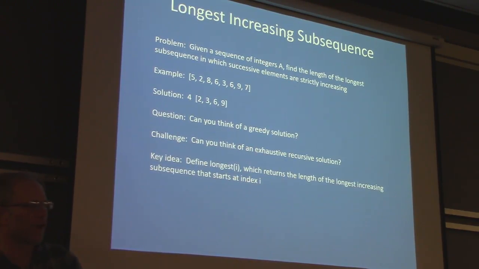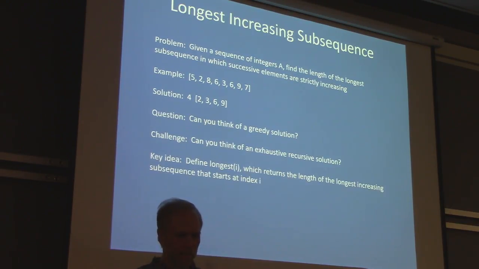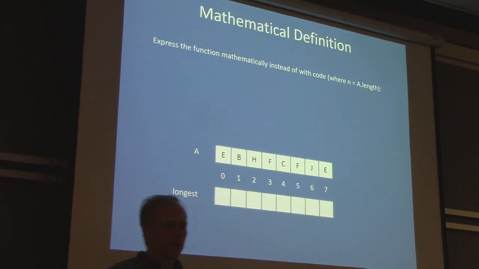So if you have longest of I defined, how do you define the overall answer in terms of it? It's the max of all longest. It'd be the max of longest of I for all the i's. So if you had it solved, you would just iterate through the indices and find the I for which longest of I is the largest. Right? That's an easy part. Let's think about coming up with the recursive definition.